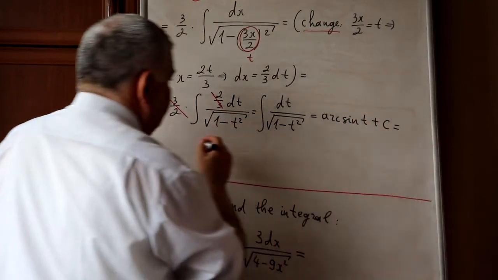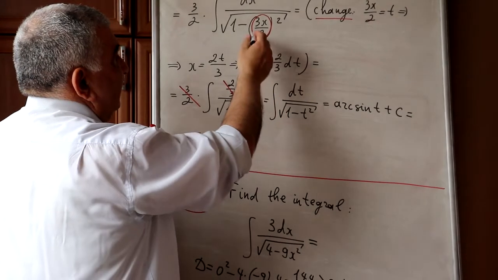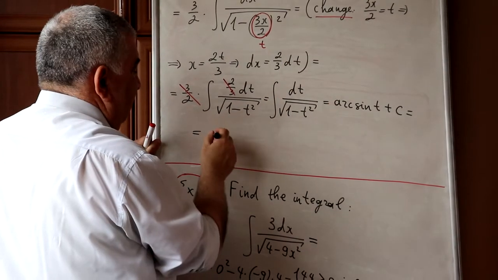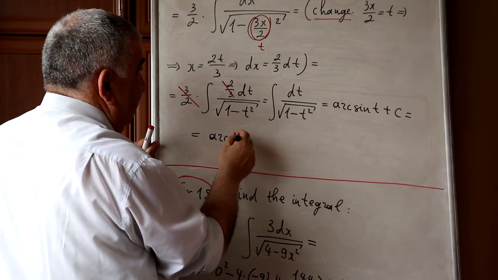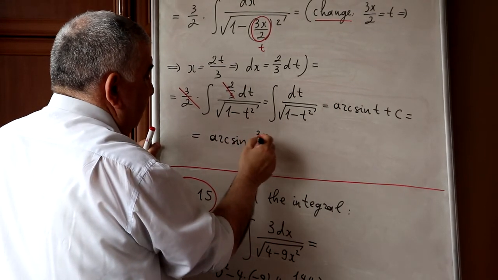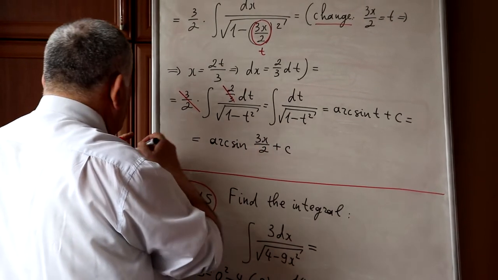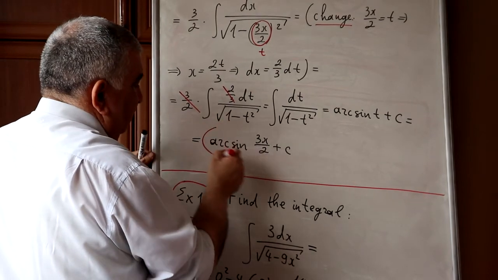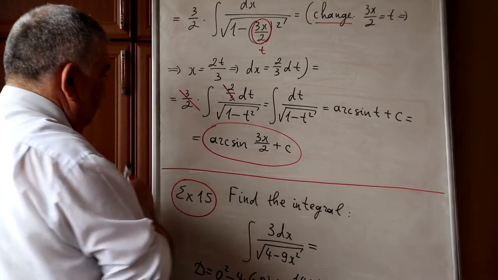Then substitute 3x over 2 instead of t: arcsine of 3x over 2 plus c. It is our answer. Then consider the next example.